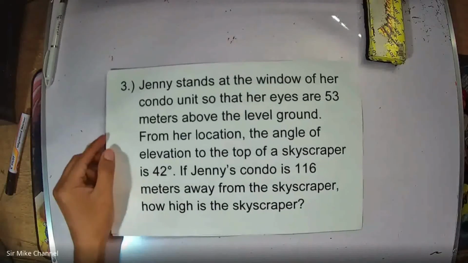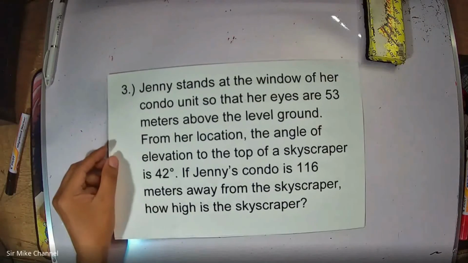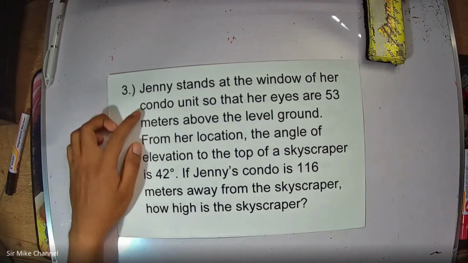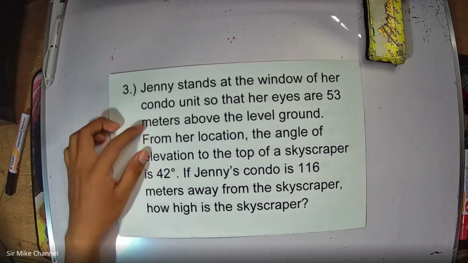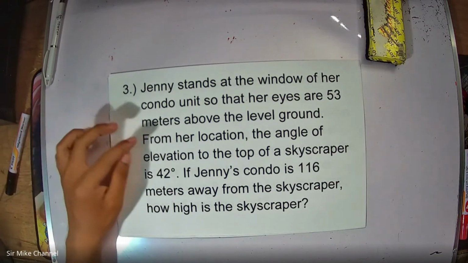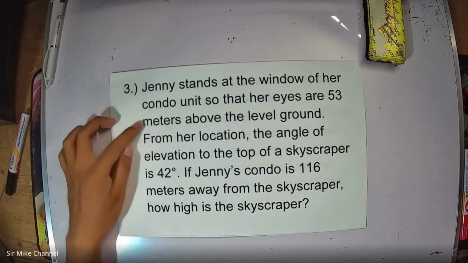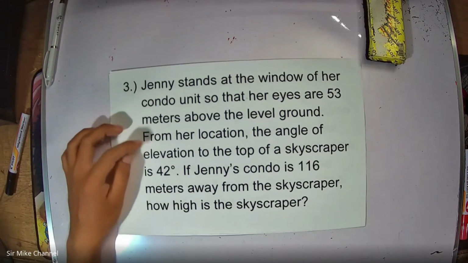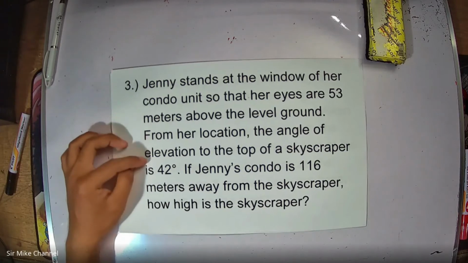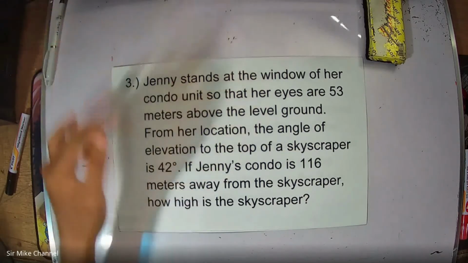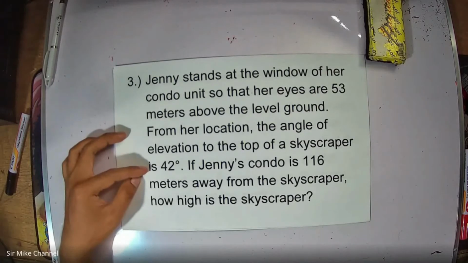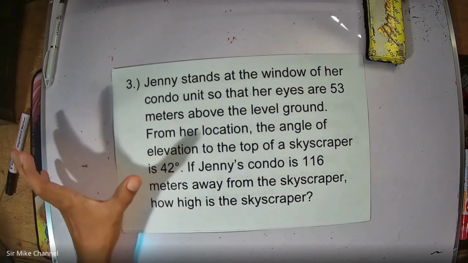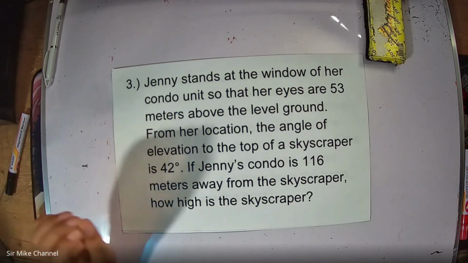So, Jeremy stands at the window of her condo unit so that her eyes are 53 meters above the level ground. So, lagi natin analyze natin yung question. From her location, the angle of elevation to the top of the skyscraper is 42 degrees. So if Jenny condo is 116 meters away from the skyscraper, how high is the skyscraper?